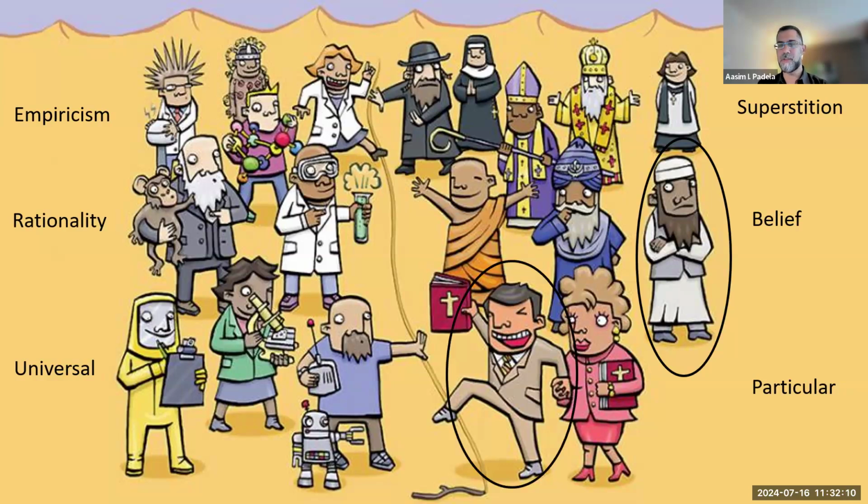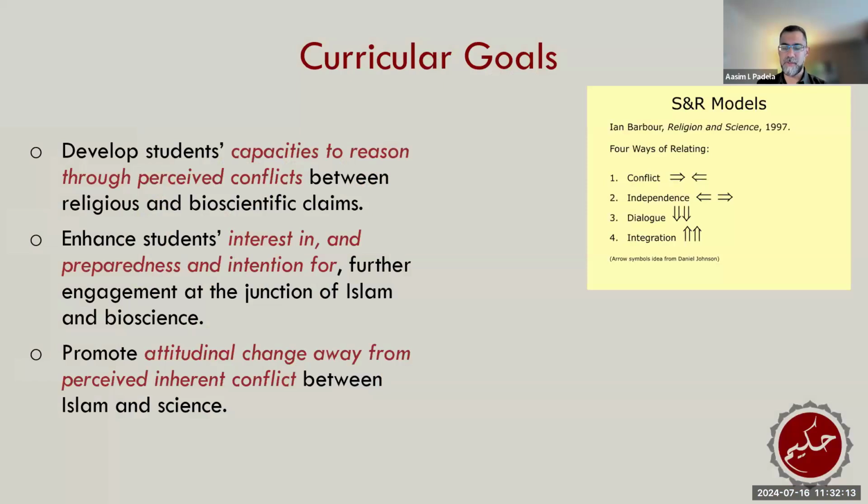And as Sister Aisha mentioned, our goal in this curriculum, which is intended not just for Islamic schools and high school students, but also Muslim colleges, and perhaps even medical students, is to develop the students' capacities to reason through perceived conflicts, because conflict is what's in the ether, right? But we want you to reason through those perceived conflicts. The term perceived is pretty important. And enhance their interest in preparedness and intention for engagement at the junction of Islam and bioscience, right? So that this would be something that they're not only aware of, but they're interested in pursuing, and hopefully move that conflict modality away, right? So the notion that there is inherent conflict would not, particularly within an Islamic worldview, be the dominant way in which they think about these things.